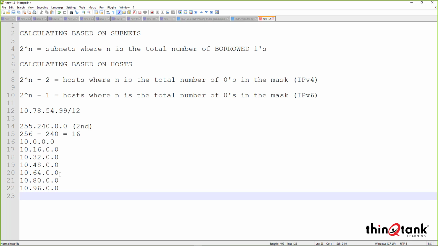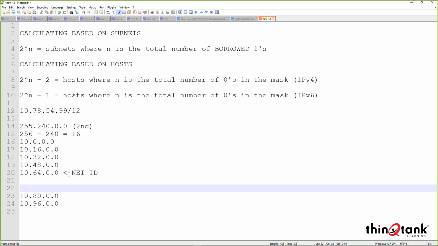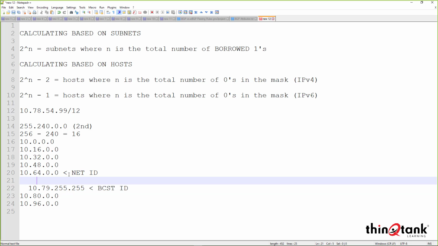78 is before 80, but after 64. So this is the network ID. And 10.79.255.255 would be the broadcast ID. And then the host range would be 10.64.0.1 through 10.79.255.254. Make sense? Is it kind of making more sense as you do a couple more?